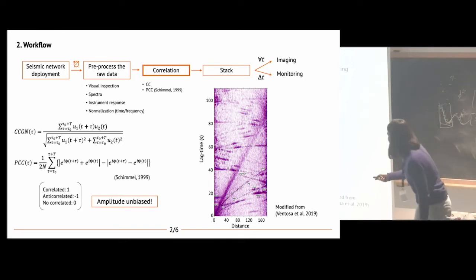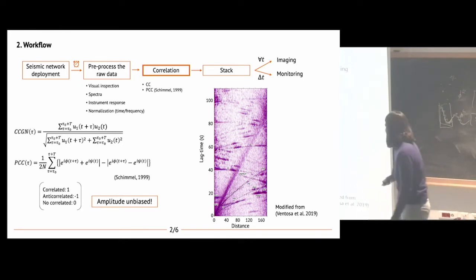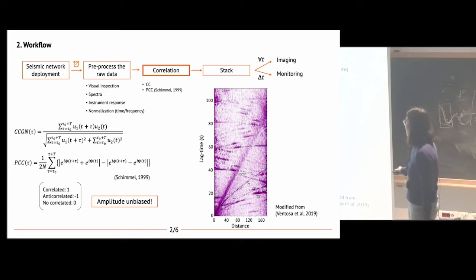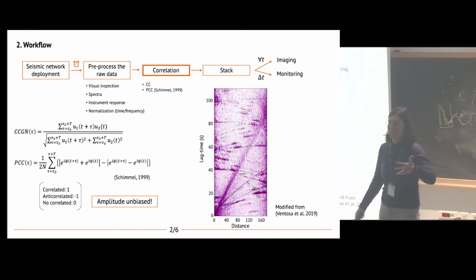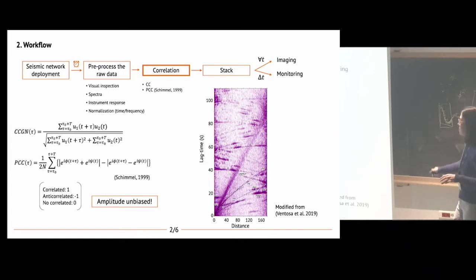Here I show you an example, one application of the PCC, from a study published a few years ago, and we can identify very clearly all the different phases. And here we don't care about earthquakes, because this method doesn't depend on the amplitude. So we don't need to pre-process the data more, we don't need to remove the earthquakes, we don't need to do anything, and we can retrieve all the different phases very nicely.